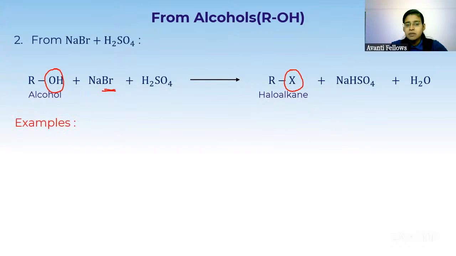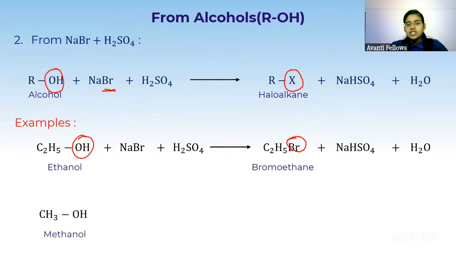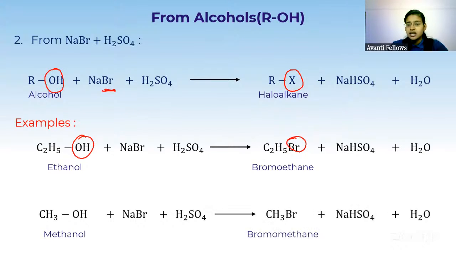Let's see some examples. Let us take one alcohol. Here I have taken ethanol, which is C2H5OH. Ethanol is treated with NaBr and H2SO4 and it leads to the formation of C2H5Br. OH is replaced by bromine, so we get bromoethane with the release of NaHSO4 and H2O. We have the same thing with methanol. Methanol is treated with the same reagent. Now what will happen? We will get CH3Br and NaHSO4 with H2O.